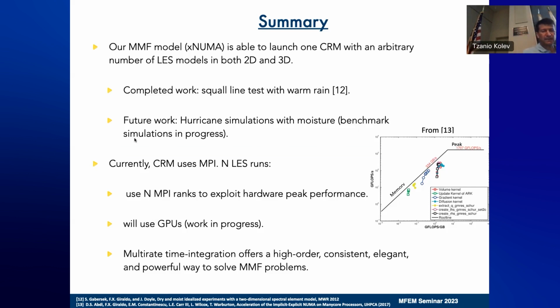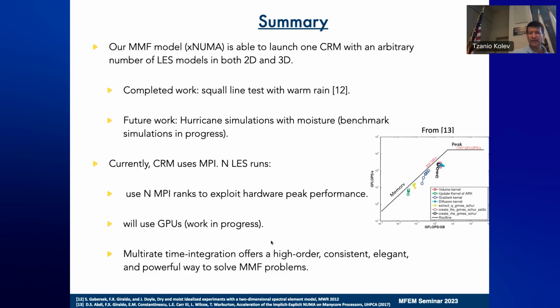Currently, the cloud resolving model uses MPI only, and the N large eddy simulations, or their fine scale models, the way we run it right now is using N MPI ranks to exploit hardware peak performance, that I'll talk about in a minute. And we're also working on a GPU version. So you're running all of these on separate GPU cards. This is work in progress.